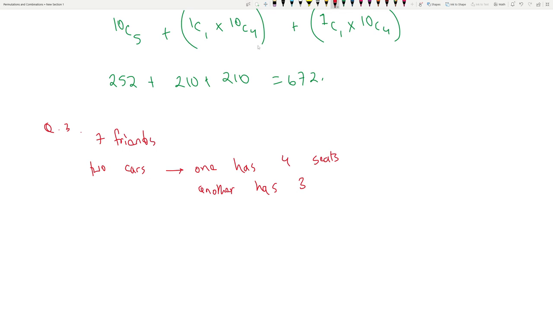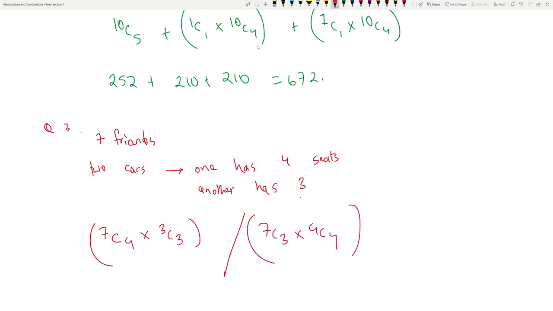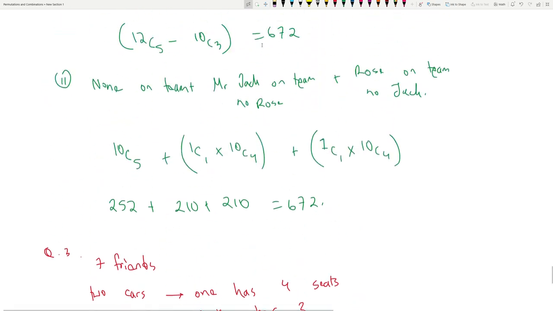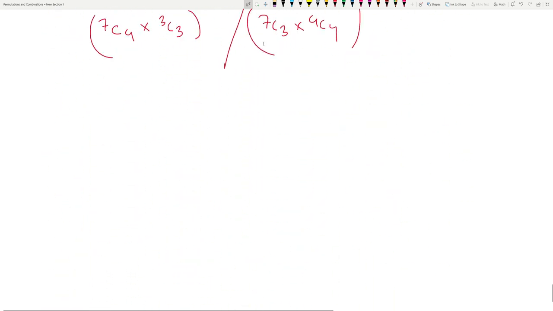It's like this. We fill up the 4 seats first, like 7C4 times 3C3, since now we have 3 seats left and 3 people. Or you can choose to fill up the one with 3 seats first: 7C3 times 4C4. That's it. But if they said arrangement matters, it would have just been 7P4 times 3P3. Anyway, that's it.